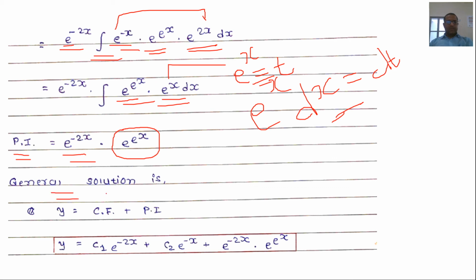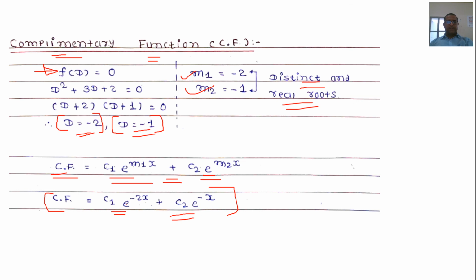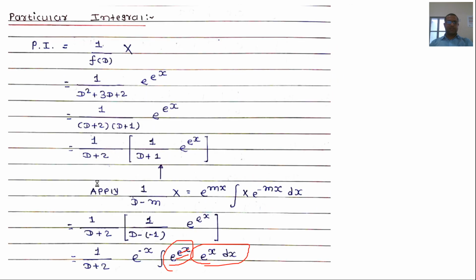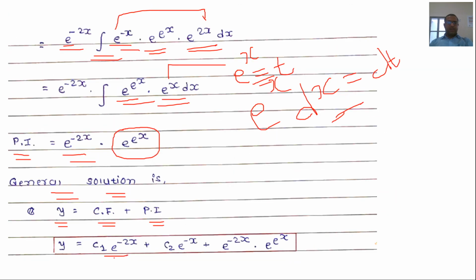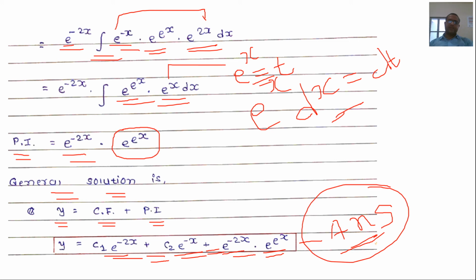Now the general solution is given by y is equal to complementary function plus particular integral. Now put the values of CF and PI. Now we have CF, this is CF, C1 e raised to minus 2x plus C2 e raised to minus x. So it is C1 e raised to minus 2x plus C2 e raised to minus x plus, now PI is e raised to 2x into e raised to x. So this is the answer of the given non-homogeneous differential equation.